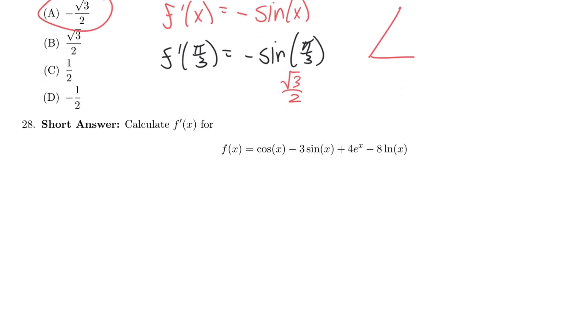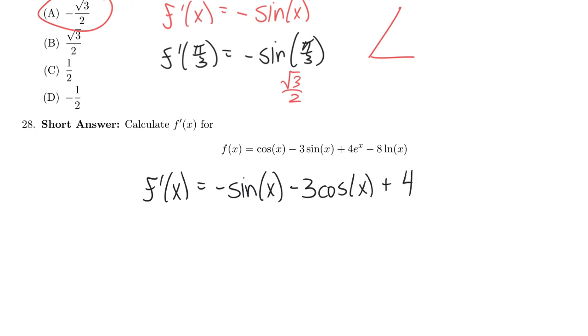And last one, we have this big function. We want to find f prime. Again, you can break it up into the smaller pieces. Derivative of cosine is negative sine. The negative 3 is going to stay, and the derivative of sine is cosine. The 4 is going to stay, and the derivative of e to the x is e to the x. The negative 8 is going to stay, and the derivative of natural log is 1 over x. So you can just leave it like that. You could also combine this last part to negative 8 over x if you wanted to. All right, but that's our final answer for this one.